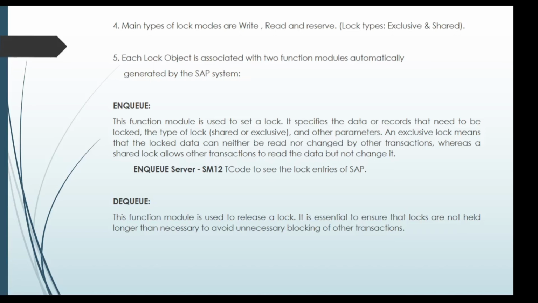Moving forward, each lock object is associated with two function modules automatically generated by the SAP system. It means when we create a lock object, two function modules are automatically generated, which are ENQUEUE and the other one is DEQUEUE. The ENQUEUE function module is used to set a lock. It specifies the data or records that need to be locked, the type of lock, shared or exclusive, and other parameters.